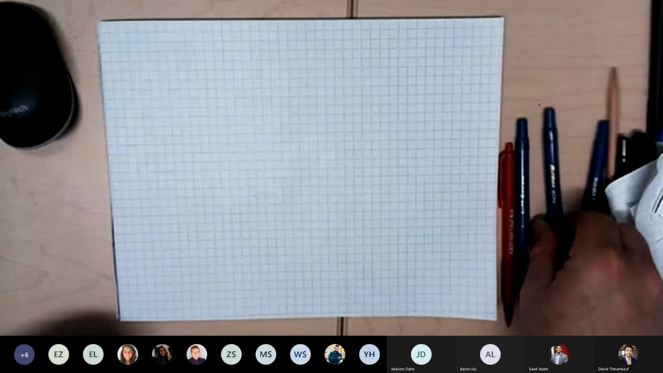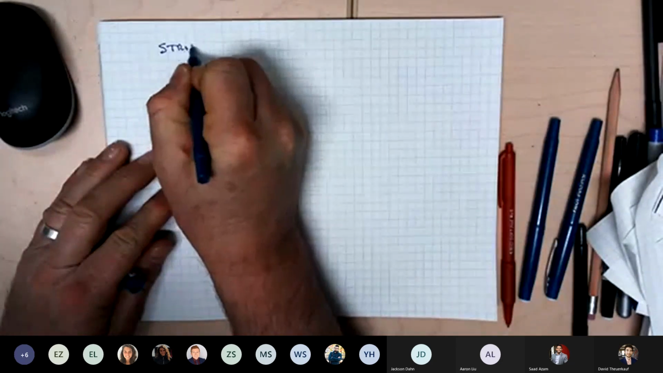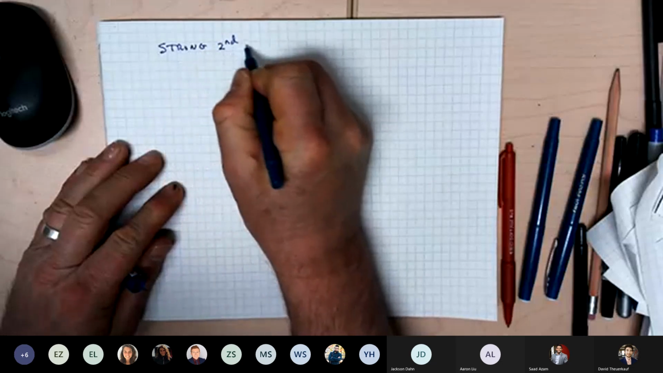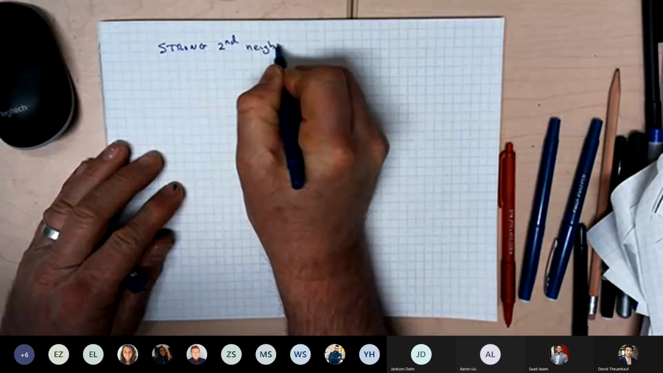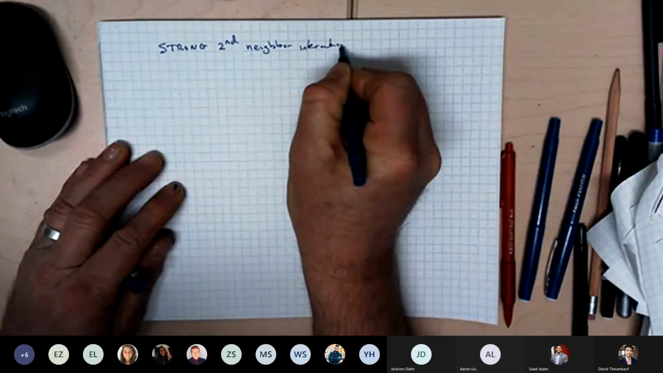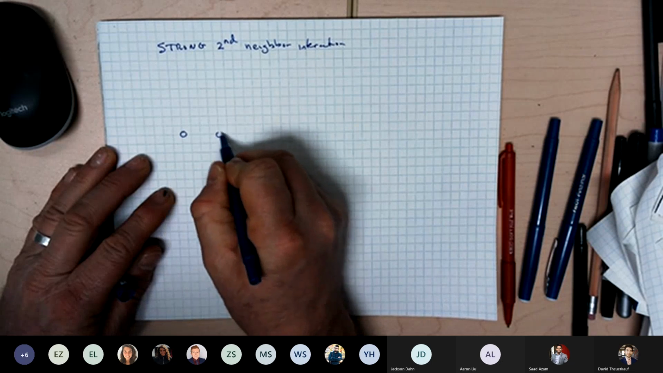So what happens if you have a strong second neighbor interaction? Well, what happens then is you draw your lattice of sites again.